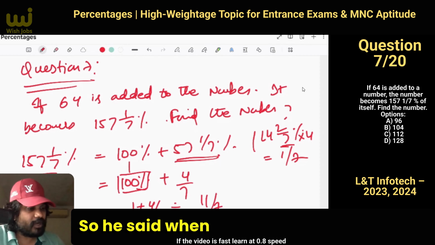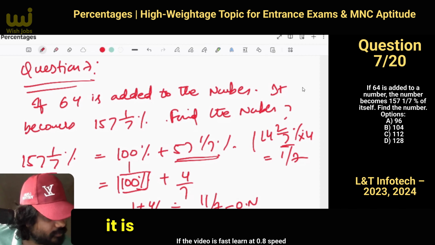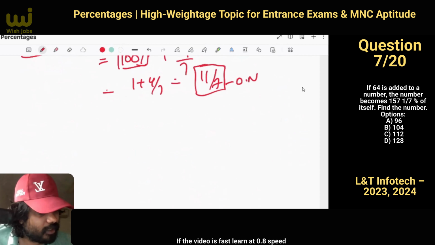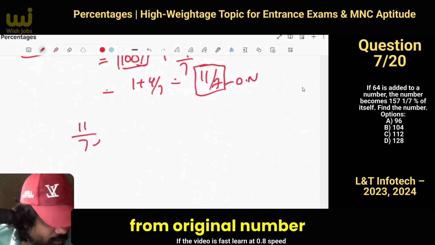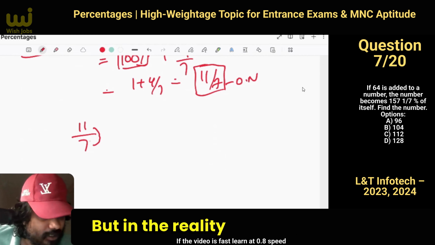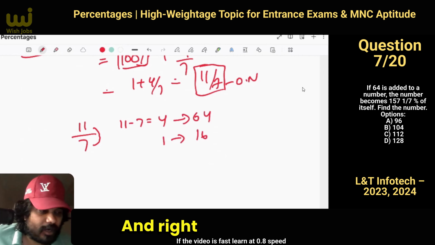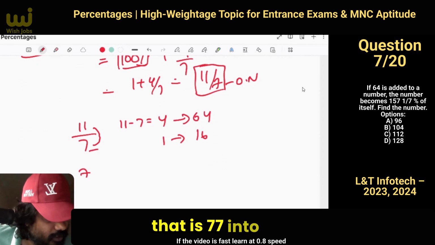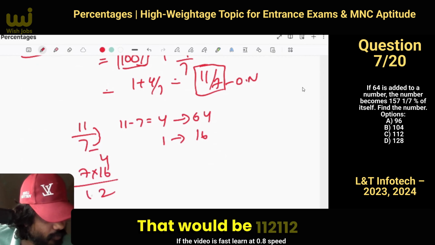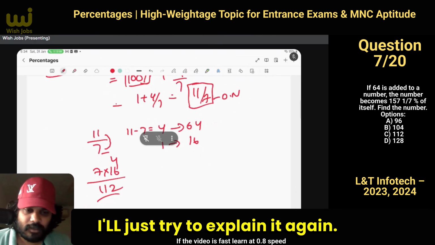So he said, when you add 64 to the original number, it becomes this number. Okay, so you need to understand, from the original number to the desired percentage, he added just 64. But in reality, the difference is 4: 11 minus 7 equals 4. But he is saying he added 64. So 1 will become 16. And right now he wants to know the original number, that is 7. 7 into 16, that would be 112. 112 would be your answer. I'll explain it again, do not worry. Okay. I'll just try to explain it again.